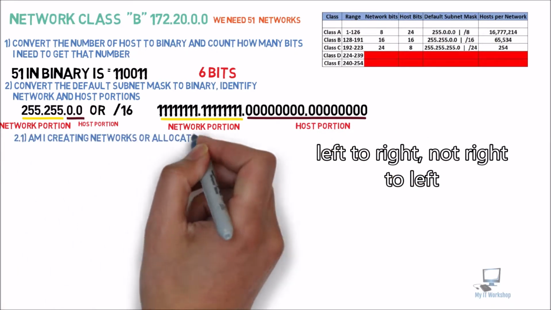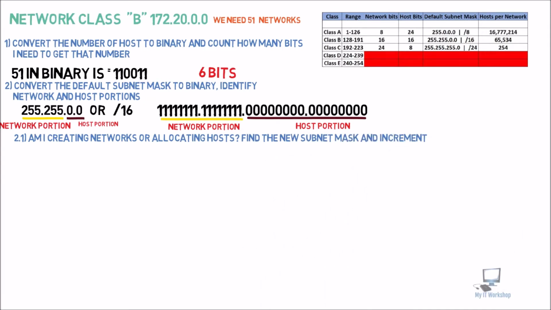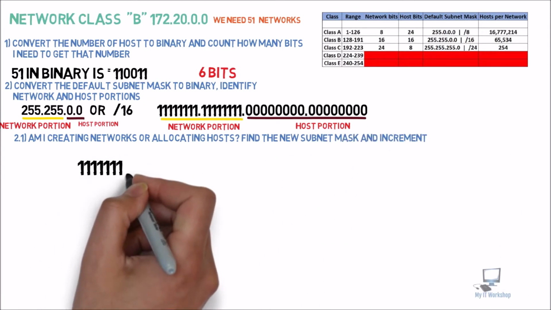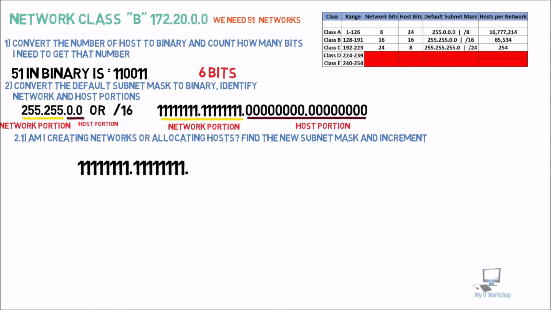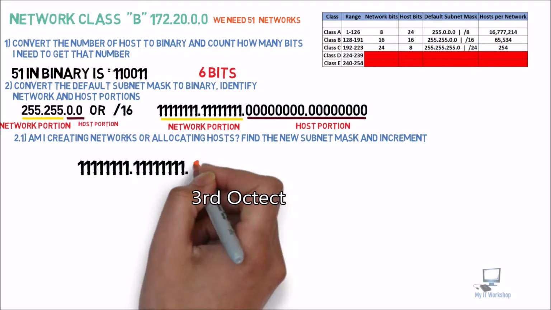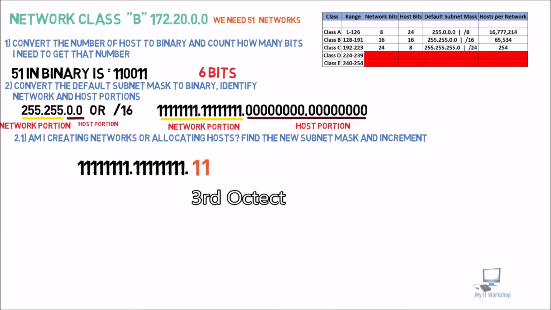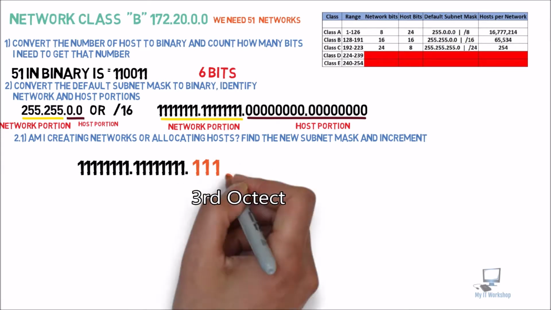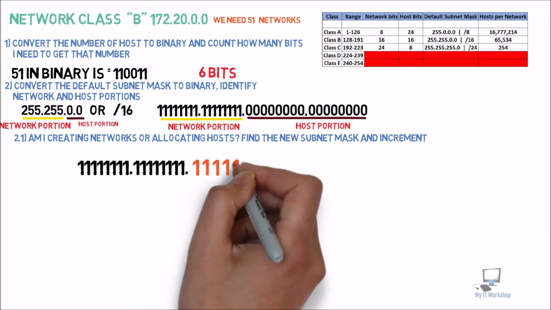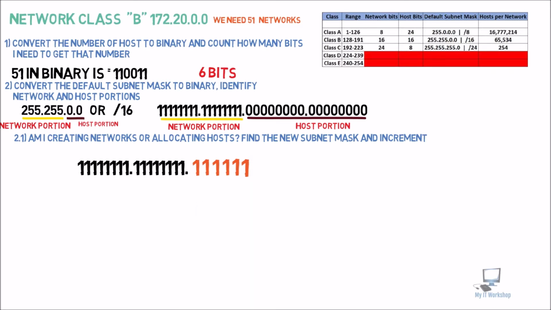Next step, am I creating networks or am I allocating hosts? Well, we are not allocating hosts, we are creating more networks now. So I'm going to copy the same mask, and the change is going to happen in the 3rd octet, because we need to reserve 6 bits in the default network mask. So I'm going to start adding 6 bits, starting in the 3rd octet. There goes my 1st bit, 2nd bit, 3rd, 4th, 5th, and 6th. And the rest is going to become zeros.